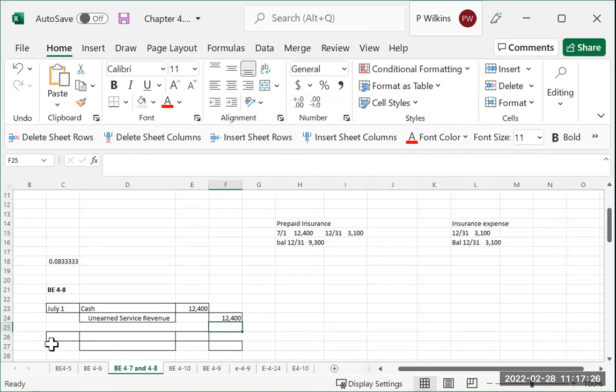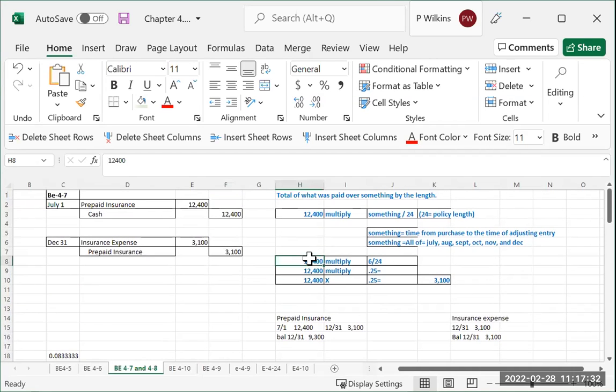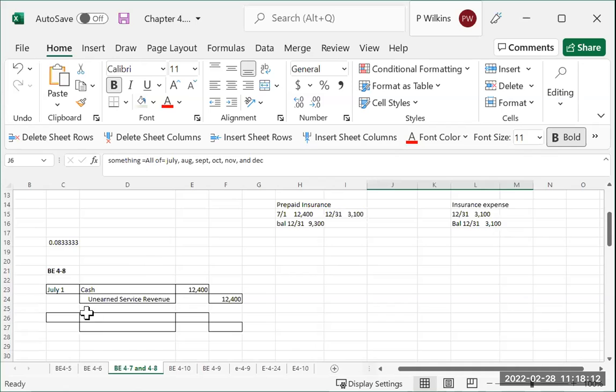So the December 31, now we're going to recognize how much we have earned. We already know how much we've earned because we did it up here. We sold a policy for $12,400. We're going to multiply that by something over 24 because the $12,400 was for a 24-month policy. And we know it's 6 months because we sold it on July 1 and we're doing our entry on December 31. So it's all of July, August, September, October, November, December, 6 months. So 6 over 24 turns to 0.25 as the fraction, so 3,100. It's the same numbers that we used for the other company, but they were the buyer, now we're the seller.